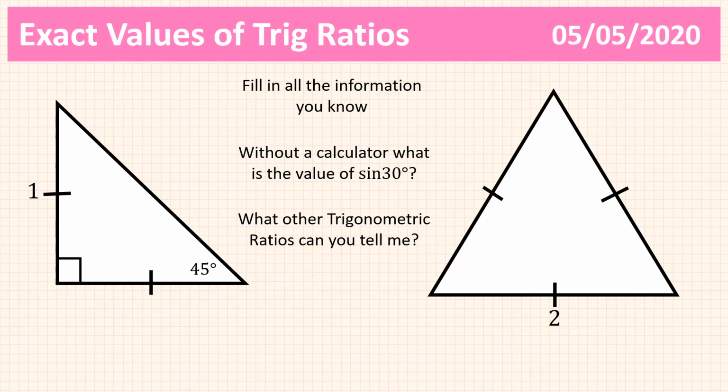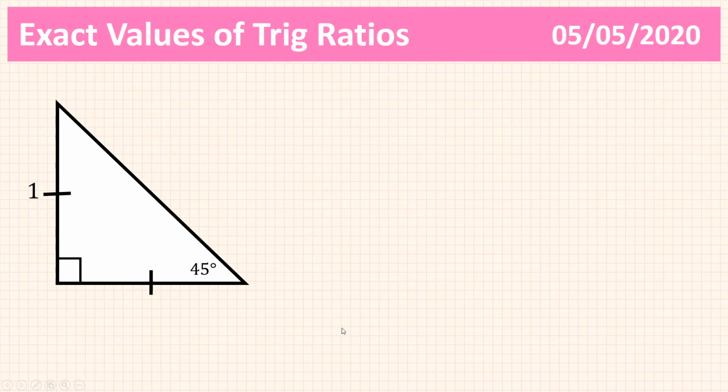Okay, so let's go through this left-hand triangle. To begin with, we can fill in the really easy information. These lines that are on each of these sides represent that they are the same length. So you can put in the value of this base of the triangle, which is 1.